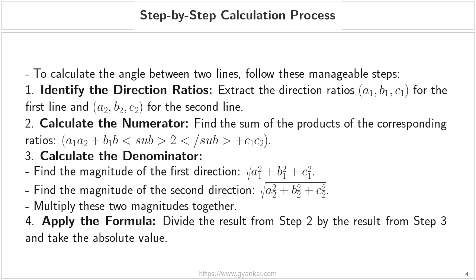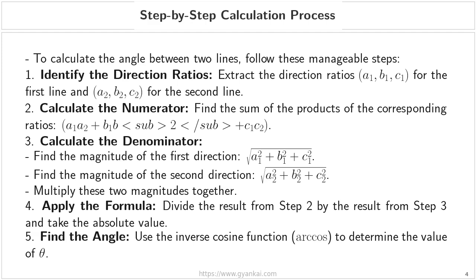Fourth, it's time to apply the formula. Take the sum you calculated in step 2 and divide it by the product you found in step 3. And, as a very important reminder from our previous slide, don't forget to take the absolute value of this result to ensure we are working toward an acute angle. Finally, once you have that single numerical value, you'll find the actual angle, theta, by using the inverse cosine function, or arccos. If you follow these steps carefully, as I'm about to demonstrate in our next slide with a real-world laser beam example, you'll find that even complex-looking 3D problems become quite manageable.